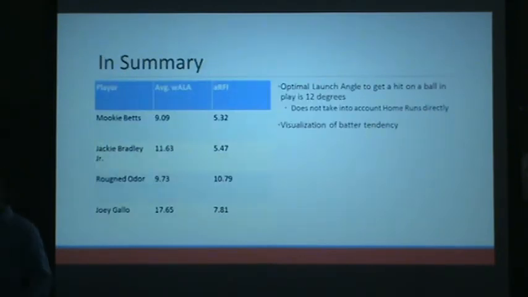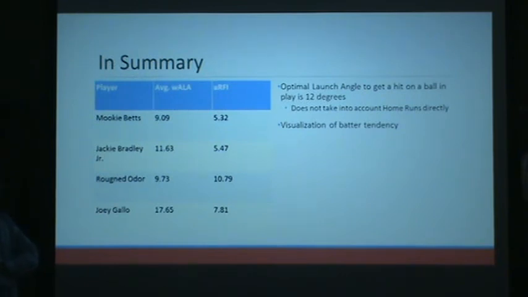And then this is just to wrap it up with our summary. We just think that it's a good visualization of batter tendency. I know I touched on it earlier, you wouldn't use this to tell a player to change by 10 degrees. It's just, okay, we can look at Joey Gallo, and regardless of situation, he's almost always hitting the ball in the air, which we would argue is not always the right thing to do.